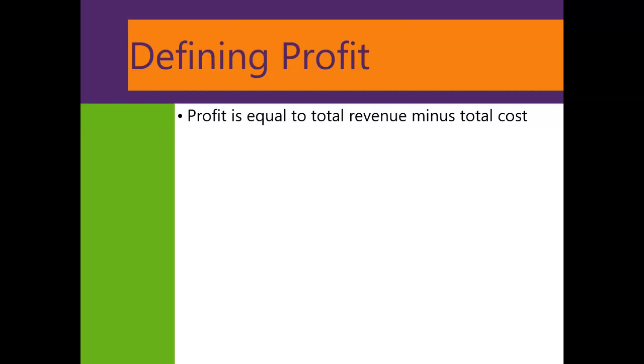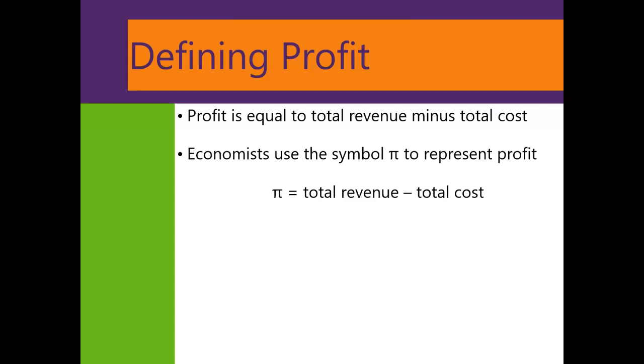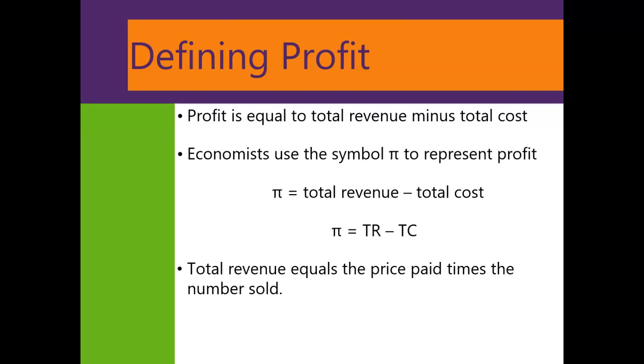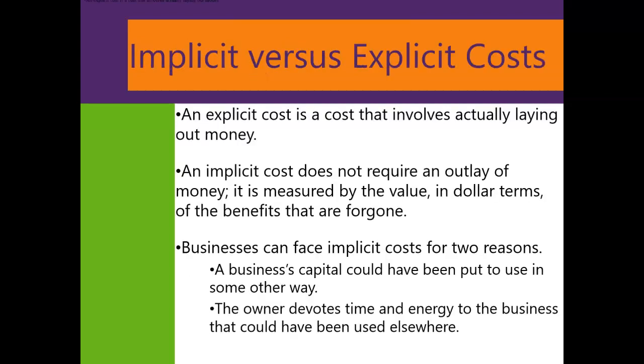If your profit is a negative number, we call that negative profit or a loss. So that's basically the idea. Economists do use the symbol pi to represent profit. So if you see pi equals TR minus TC, that's what we're talking about. Pi, or profit, is always equal to total revenue minus total cost. That's oftentimes the way you'll see this. And as always, total revenue equals the price paid times the number sold. Firms, of course, are interested in increasing their revenues and reducing their costs. Total revenue is always price times quantity.